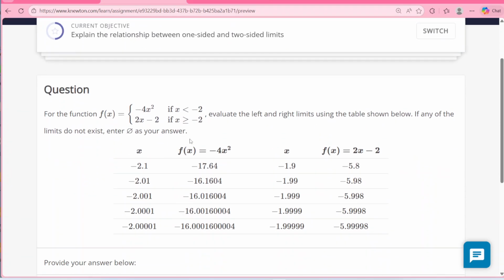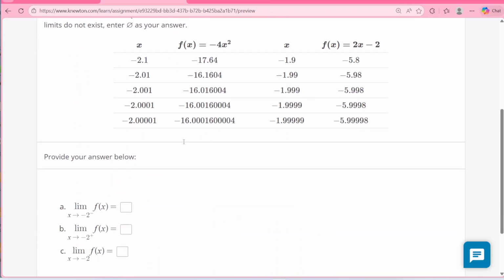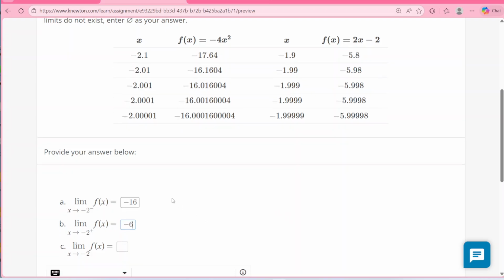All right, so another one of these tables with a piecewise defined function. So as x approaches negative 2 from the left, that's this part of the table. And I'm hoping it's obvious that the outputs are approaching negative 16, right? So my left side limit looks like negative 16. As x approaches negative 2 from the right, that's this part of the table, where the values of x are bigger than negative 2, getting closer to negative 2. Looks like the outputs are approaching negative 6, right? You got negative 5.99998. I would guess the limit was negative 6 from all that.